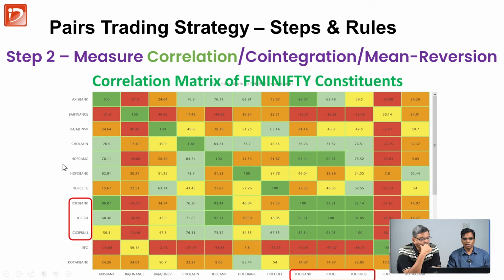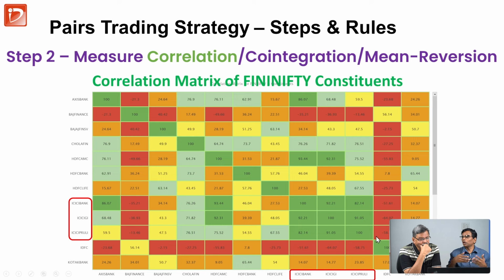So as you can see here, all the stocks are on the y-axis and on the x-axis, and you see their correlation. Axis Bank versus Axis Bank will always be 100%, naturally. Now if you look at these clusters, you can see one particular set of stocks: ICICI Bank, ICICI GI, and ICICI Prudential Life Science. You can see their correlation is much higher, above 90%.